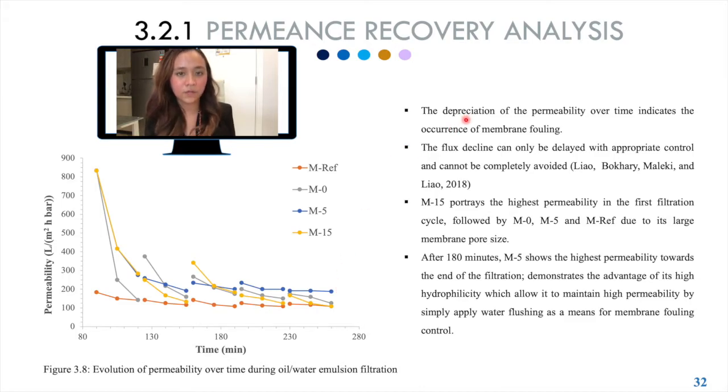The depreciation of the permeability over time indicates the occurrence of membrane fouling. The flux decline can only be delayed with appropriate control and cannot be completely avoided. M15 portrays the highest permeability in the first filtration cycle, followed by M0, M5 and MREF due to its large membrane pore size. After 180 minutes, M5 shows the highest permeability towards the end of the filtration, which demonstrates the advantage of its high hydrophilicity, which allows it to maintain high permeability by simply applying water flushing as a means for membrane fouling control.